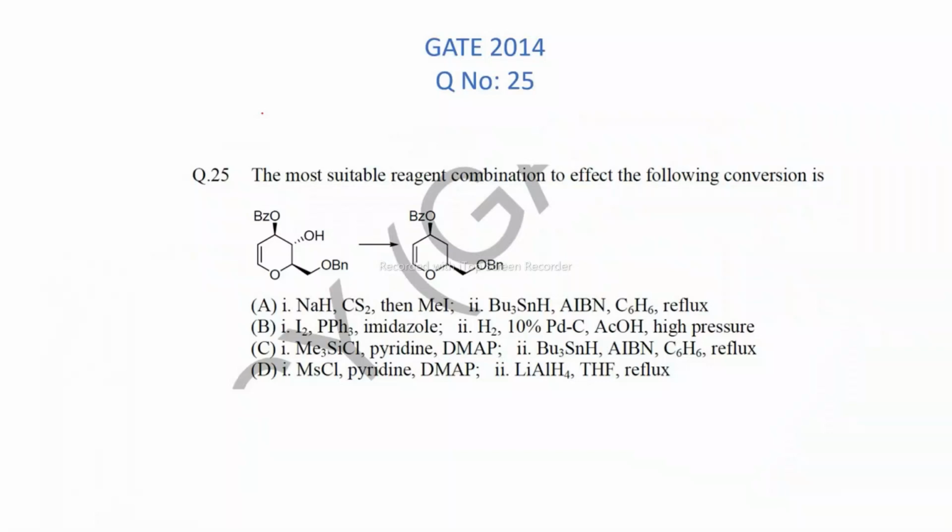So the most suitable reagent combination to effect the following conversion is, so what they are doing, they are basically making the deoxygenation. They are making the OH group replaced by hydride, right? So there are three functionalities there. One is OBn, one is OBz, and one double bond is there. They are keeping intact this OBn, OBz, and double bond, and they are doing only the deoxygenation of the OH. So how can you do? There are four options, which will be the best option?